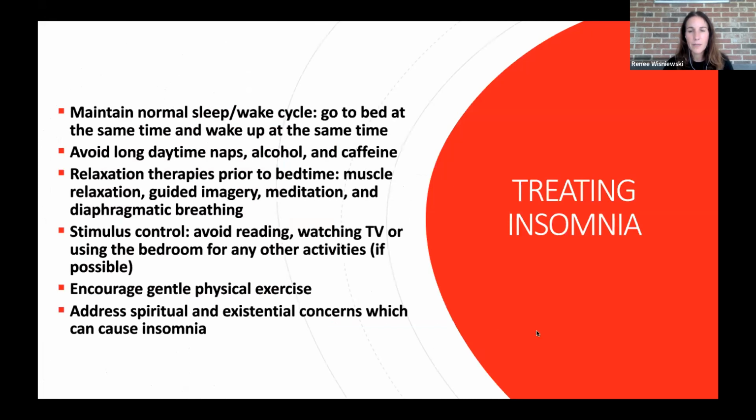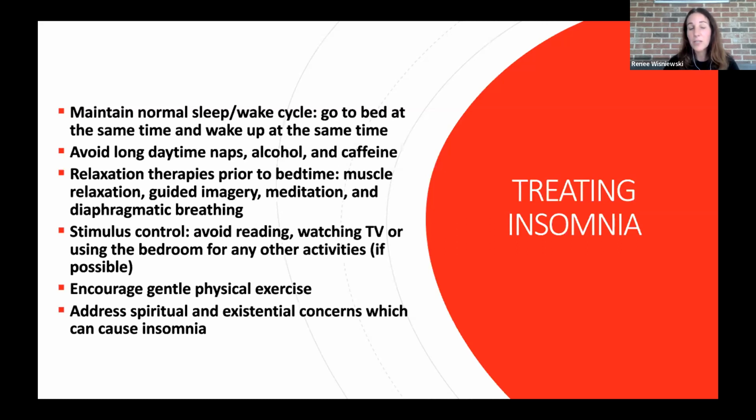Insomnia is often a symptom that patients with chronic illnesses experience. Helping to maintain or encouraging a normal sleep-wake cycle is beneficial. Avoid long daytime naps, alcohol and caffeine. Relaxation therapies prior to bedtime are helpful: muscle relaxation, guided imagery, breathing, and then stimulus control. Avoid reading, watching TV, or using the bedroom for any other activities if possible.